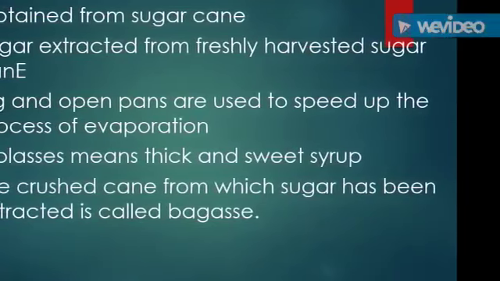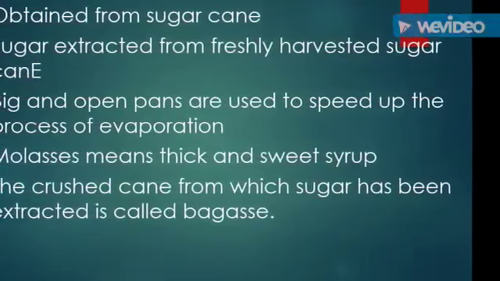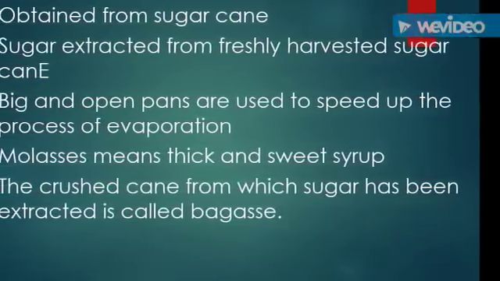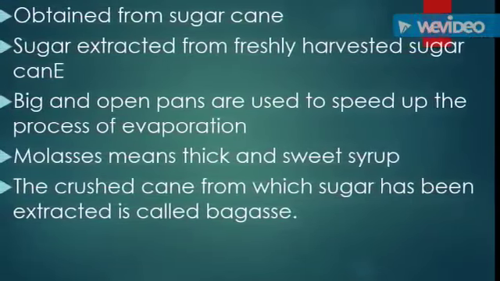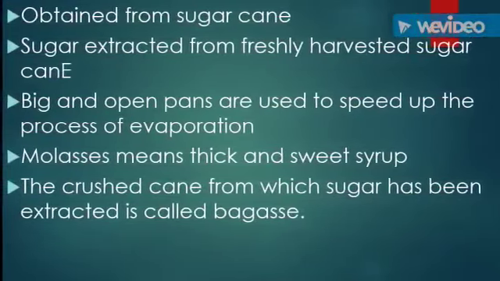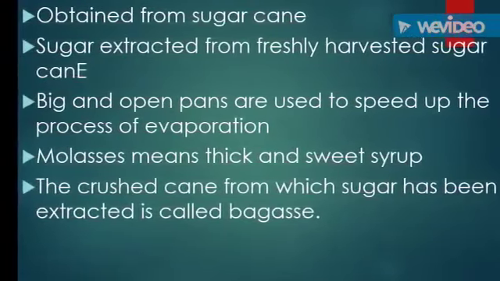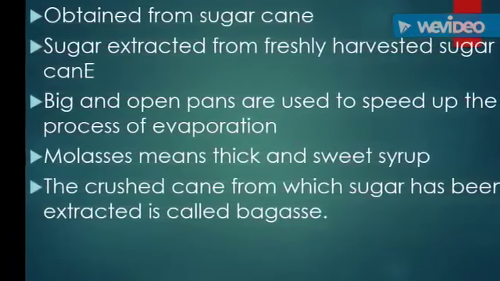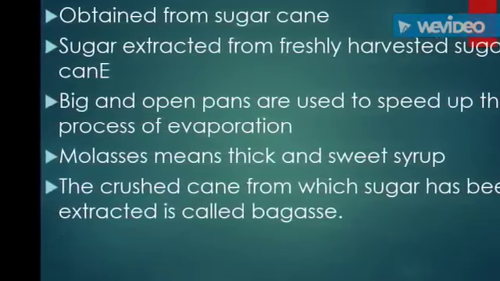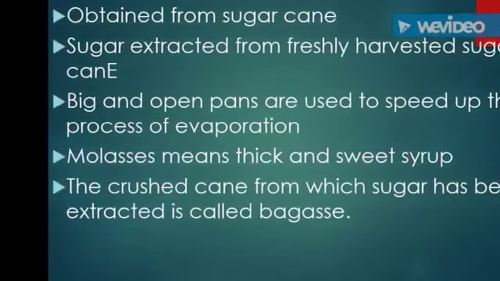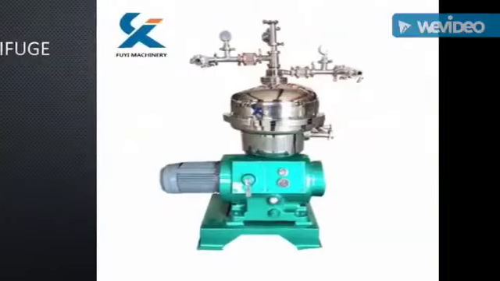In less developed regions, the boiling pans to process sugar are near the cane fields, as sugar cane loses its quality very quickly after cutting and needs to be processed as soon as possible. And big and open pans are used to speed up the process of evaporation. Most sugarcane is taken quickly to factories where it is again boiled down, then put in a centrifuge.